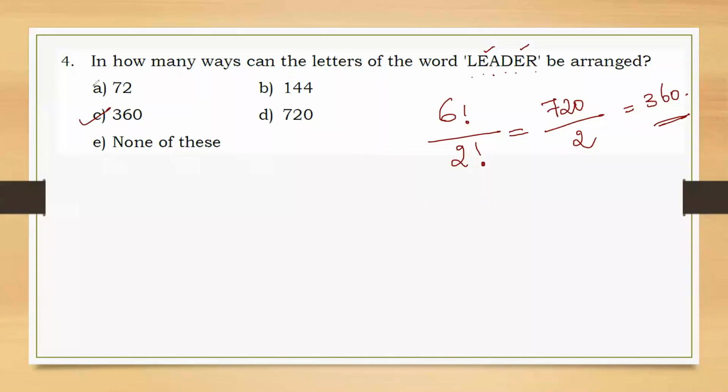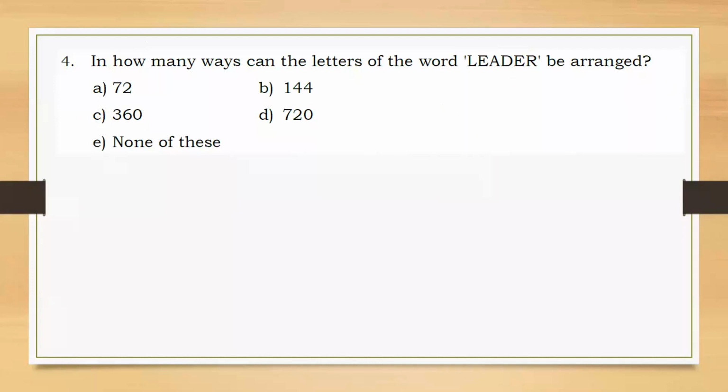Okay. You can try the 5th one. How many ways can the letters of the word LEADER be arranged? The answer is 360. Do you have any doubts up to the 4th? Okay. So moving to question number 5.